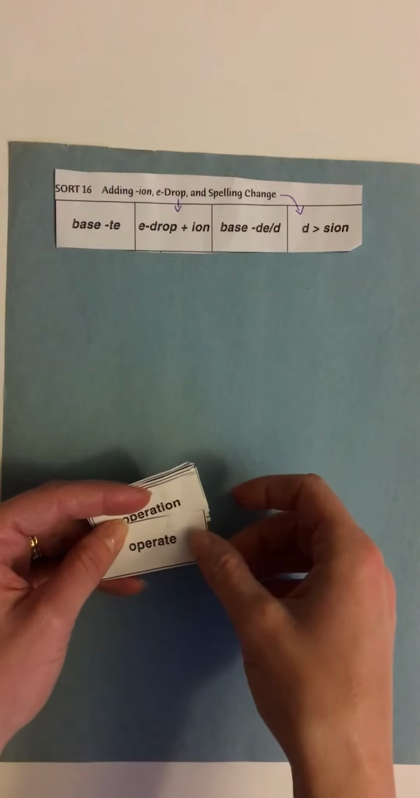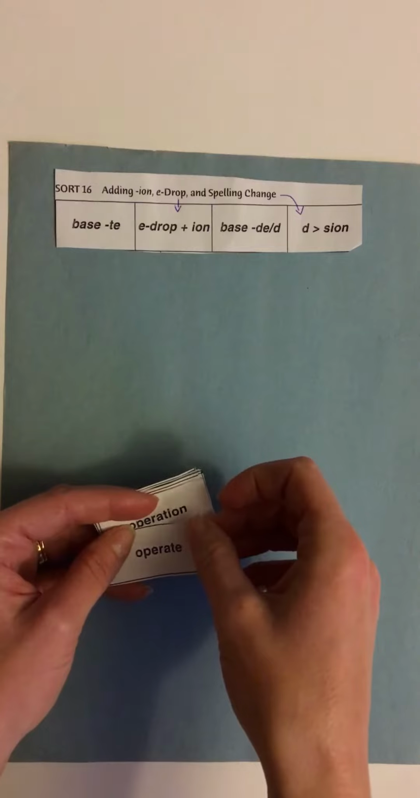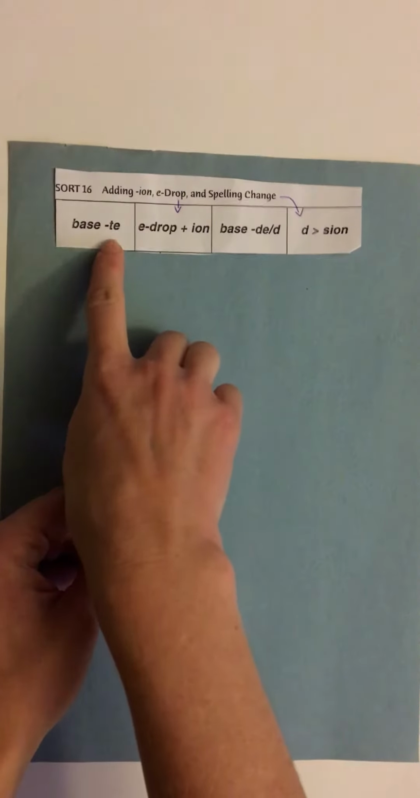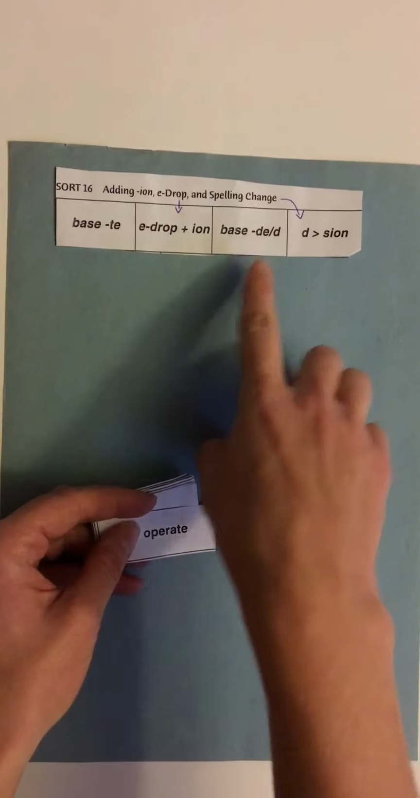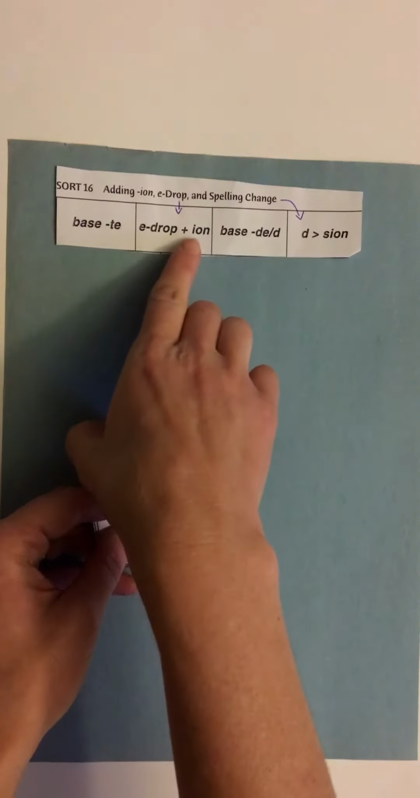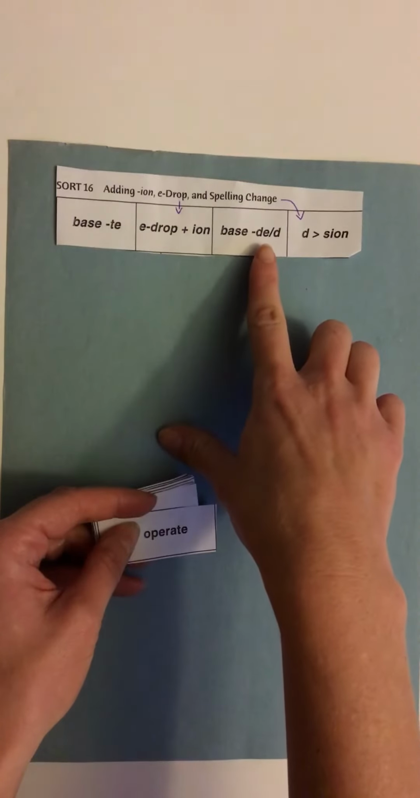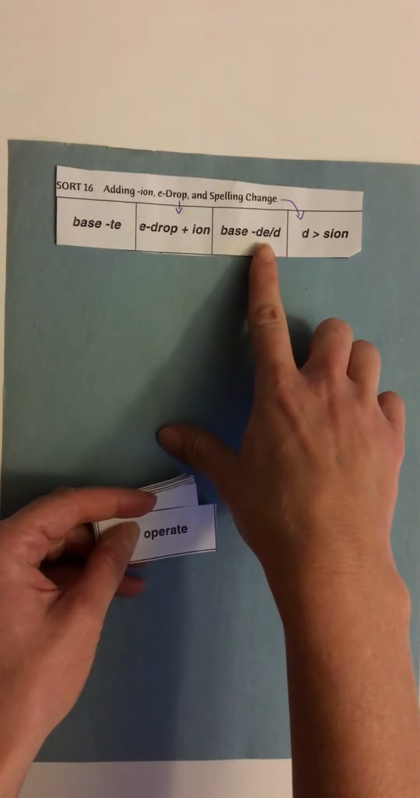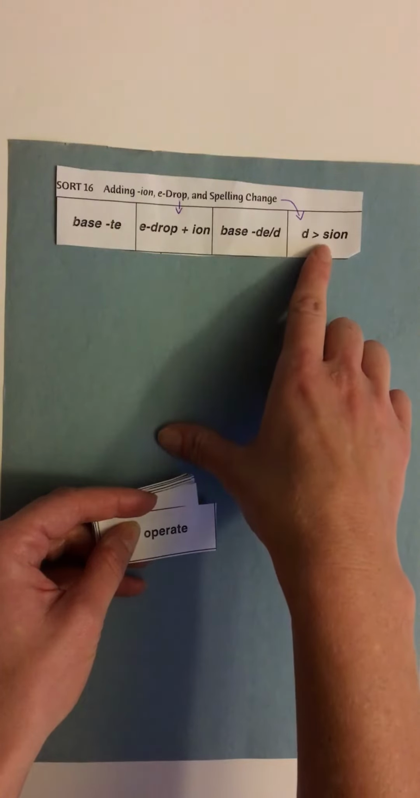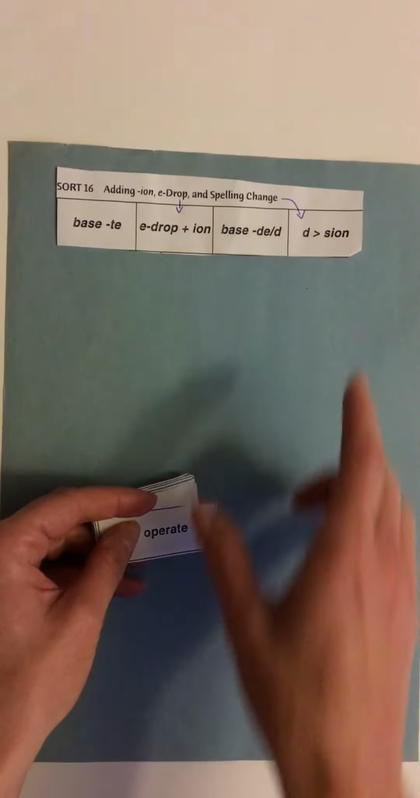Word sort 16, adding the ION. We're adding ION to words that end with TE and DE. When we add it to the TE, we drop the E and add ION. When we add it to words that end with D or DE, we drop the D or the DE, and there is a spelling change. The D changes into an S before adding ION.